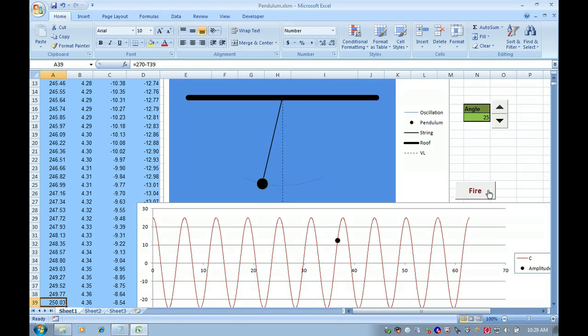I have uploaded this Excel on my Google Drive, so you can download the same. You can have a look at all these equations and tweak the angles, and see it for yourself.